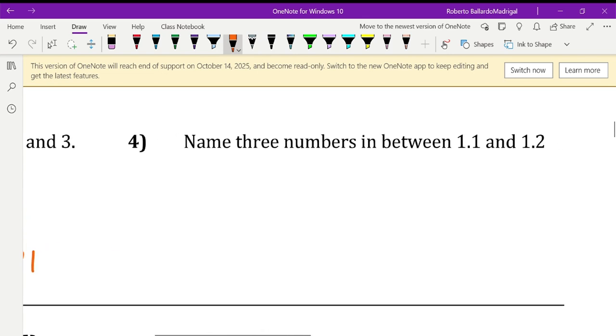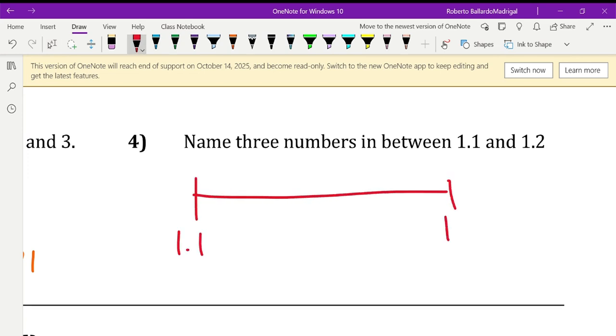Now let's go between 1.1 and 1.2. So same thing, number line. Imagine there's a number line. Here's 1.1. Here's 1.2. What are 3 numbers that I can come up with between 1.1 and 1.2? Go ahead and give me one of them. Elise. 1.01 would be less than 1.1. Let's think of another one. 1.11.